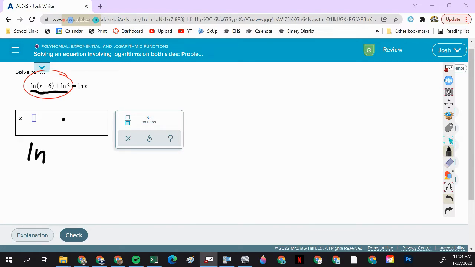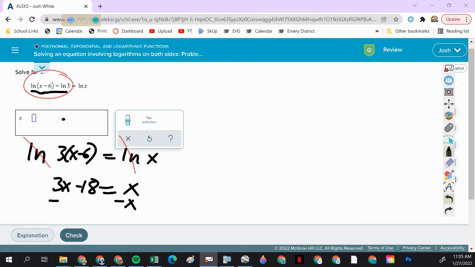So I get the ln of 3 times x minus 6 equals ln x. Now I can drop the ln's. So 3x minus 18 equals x. Subtract the x. So 2x equals, add the 18. So x is 9. Okay, let's do another one.